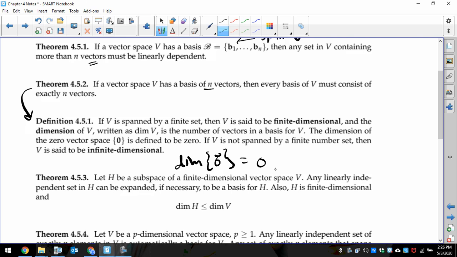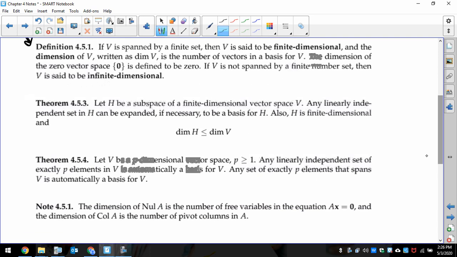Okay, if V is not spanned by a finite number, then we say that V is infinite dimensional. We really don't talk about any infinite dimensional spaces in this course. Next one. So let's see here. We've got H is a subspace of some finite dimensional space V. Then any linearly independent set in H can be expanded if necessary to be a basis for H. Also, H is finite dimensional, and the dimension of H must be less than or equal. So this is an actual less than or equal.